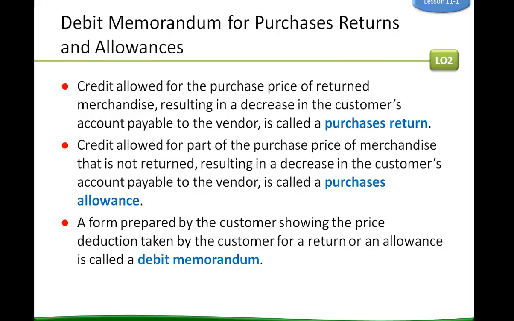and the credit amount. Debit memorandum for purchases, returns, and allowances. Credit allowed for the purchase price of returned merchandise resulting in a decrease in the customer's account payable to the vendor is called a purchases return. Credit allowed for part of the purchase price of merchandise that is not returned, resulting in a decrease in the customer's account payable to the vendor is called purchases allowance. And then the form prepared by the customer showing the price deduction taken by the customer for a return or allowance is called a debit memorandum.